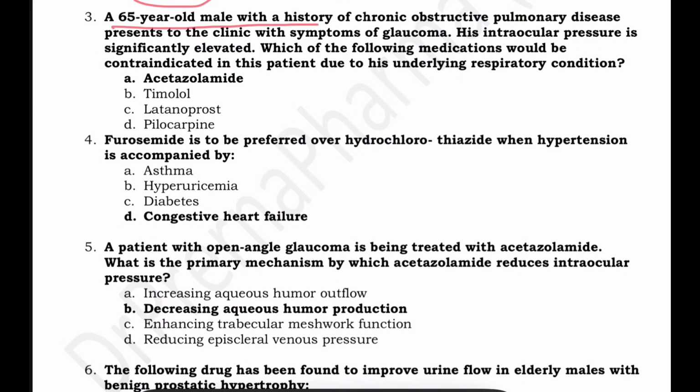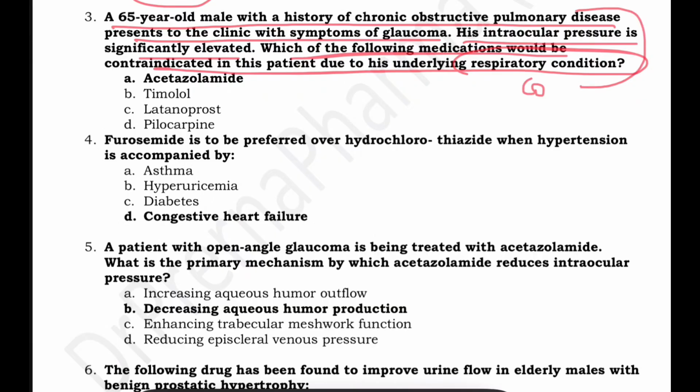A 65-year-old male with history of COPD presents to the clinic with symptoms of glaucoma. His intraocular pressure is significantly elevated. Which of the following medications would be contraindicated due to underlying respiratory condition? Now here a patient with COPD, you need to understand that the patient has COPD with glaucoma. Okay, now what would you give in glaucoma? Acetazolamide, timolol, latanoprost, pilocarpine. Out of this, which drug is contraindicated in respiratory condition?